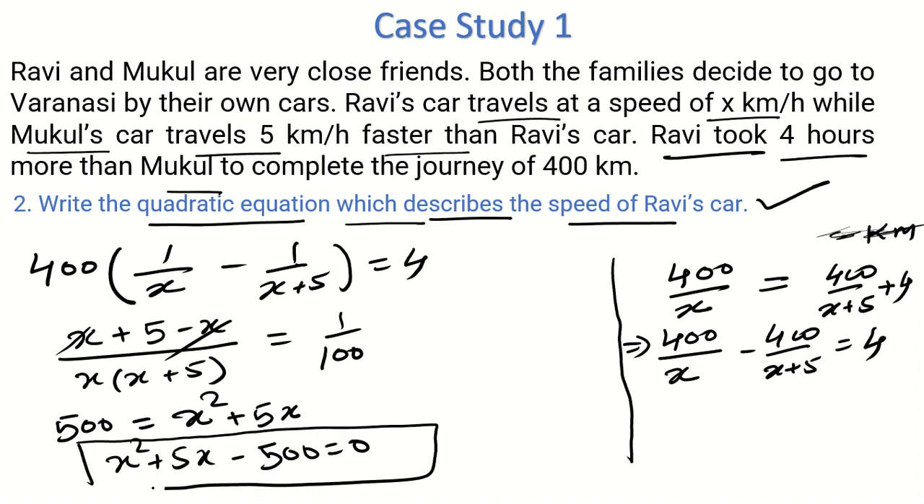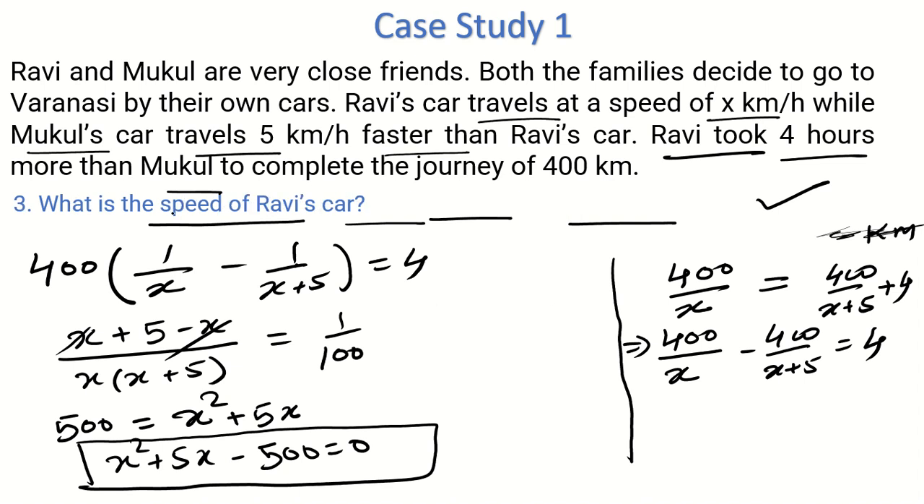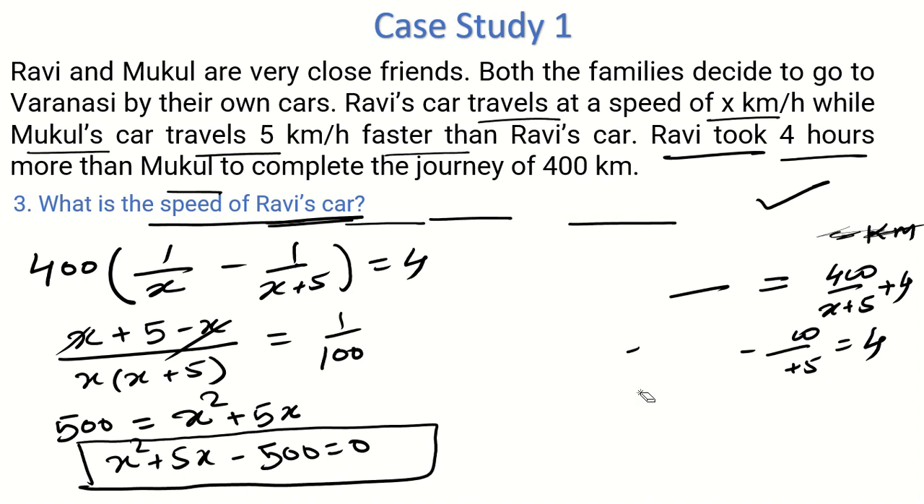This is the quadratic equation. Of course, we'll have to solve it in the next part, I am sure. Now, what is the next part? What is the speed of Ravi's car? Ravi's car speed was x, so we need to find the value of x. Now here we need to factorize this quadratic equation.